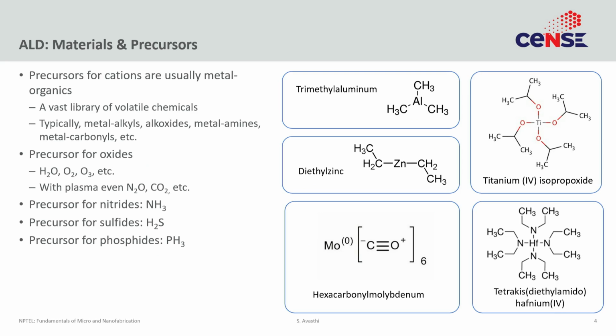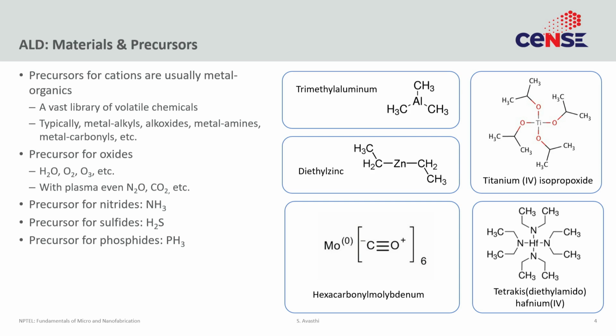So now let's talk about the materials and precursors that are often used in ALD. So for cations, we typically use some metal organic. There's a very vast library of volatile chemicals that you can use. We have already discussed precursor selection a little bit in CVD. ALD arguably has a larger library.